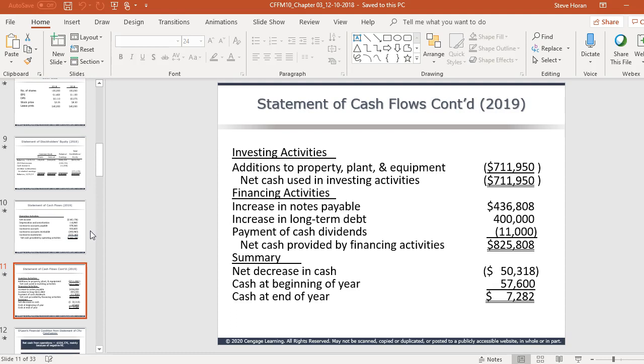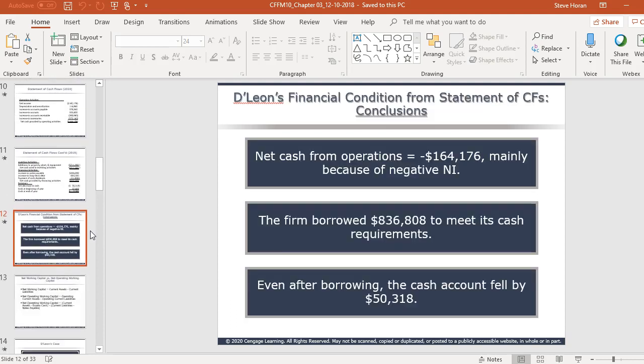So that was a net increase to cash from borrowing of $825. And then their cash position, unfortunately, went down by $50,000. So unfortunately, the cash position went down quite a bit. So just some things here that they're going to summarize. I probably mentioned them, but the cash flow from operations is negative. They borrowed $836,808, and even after the borrowing, their cash position still fell by $50,000.